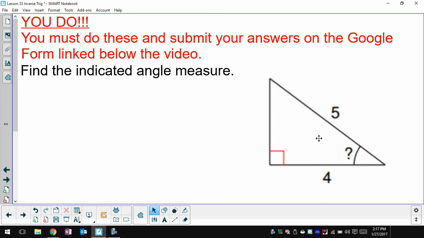So go ahead and try this guy. Again, if you can't get all the way to plugging into your calculator, type in what you get before you would plug it in. Give me an answer. I'll understand what you're saying as long as you're clear. Make sure you submit that on Google, and we'll talk about this in class.